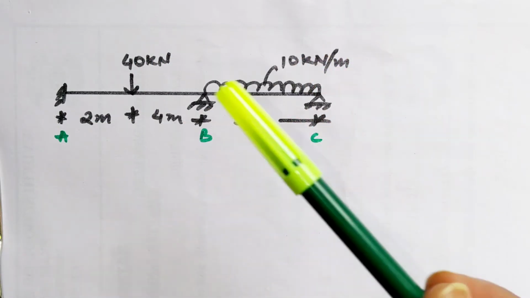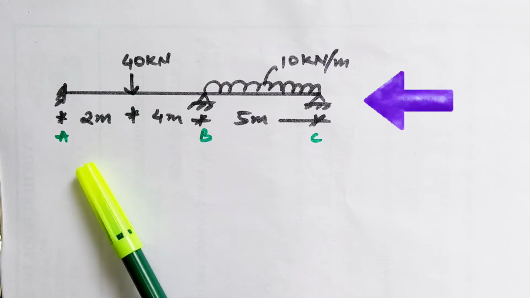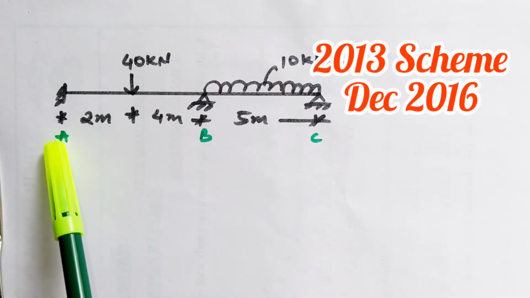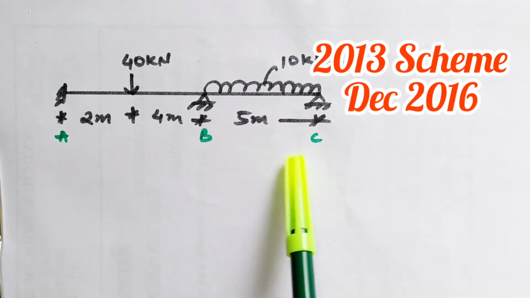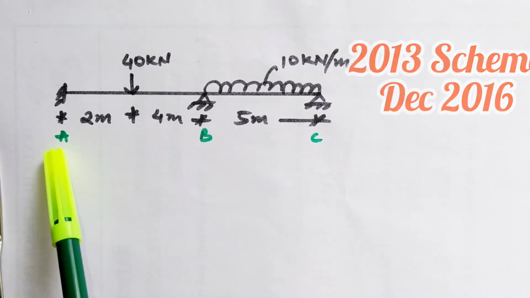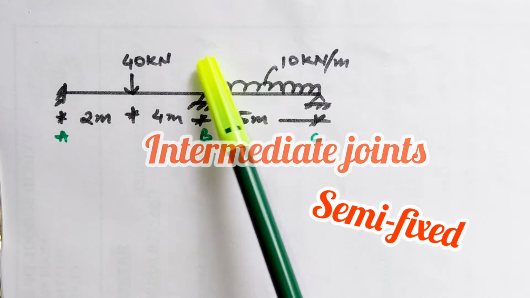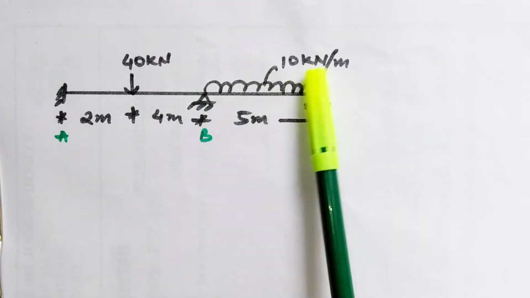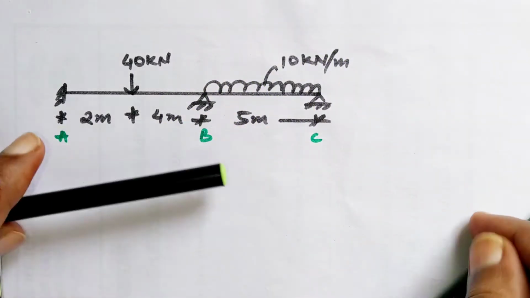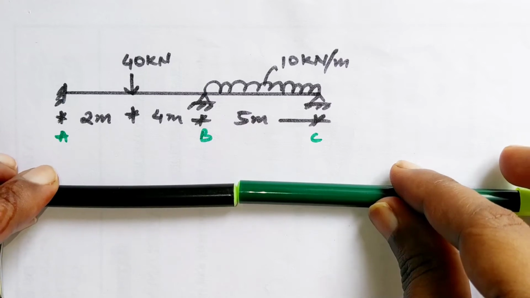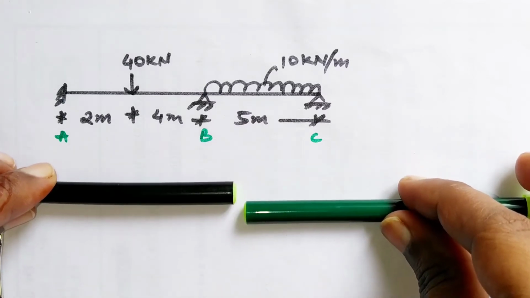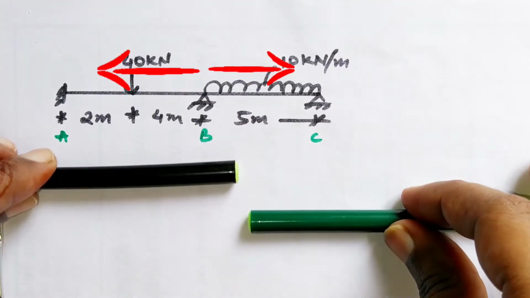In this video, we'll be solving this question by moment distribution method, and this question has already come in an exam. So in this question, we have this B support. This B support is an intermediate joint. Intermediate joints are semi-fixed joints. A semi-fixed joint behaves as one because two members are attached to this joint, so it will behave as one.